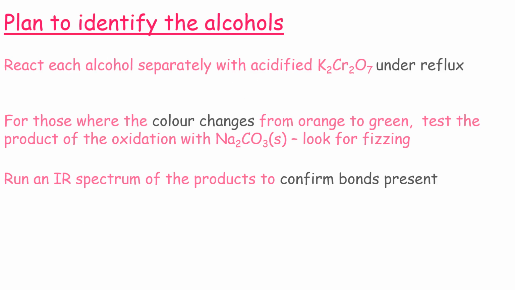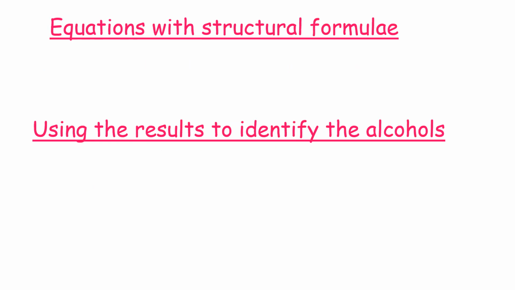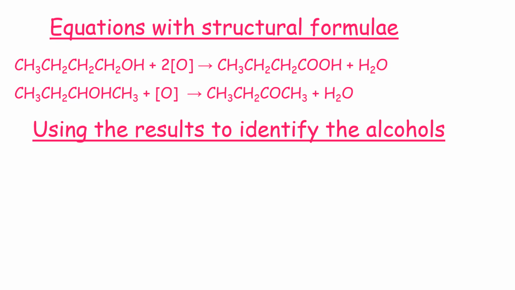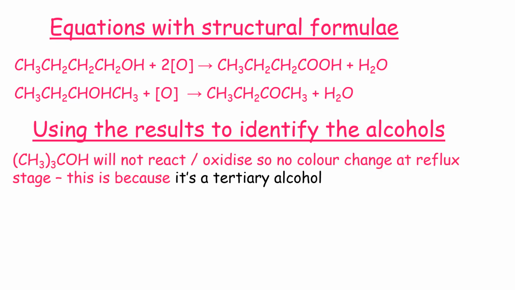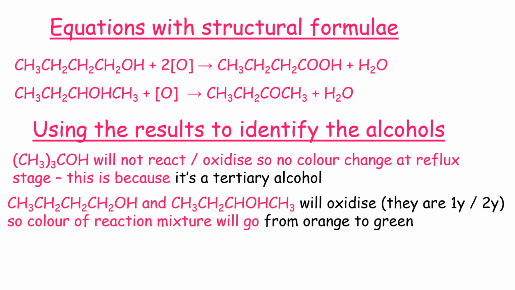Coming back to our plan, those are the 3 things we said we were going to do. In terms of the equations, we've already come up with those, so those can go in there like that. We need to state that the 2-methylpropan-2-ol will not react, so you will see no color change, and state that that's because it's a tertiary alcohol. The butan-1-ol and butan-2-ol will oxidize, and the color of the reaction mixture will go from orange to green because they are primary and secondary alcohols respectively.